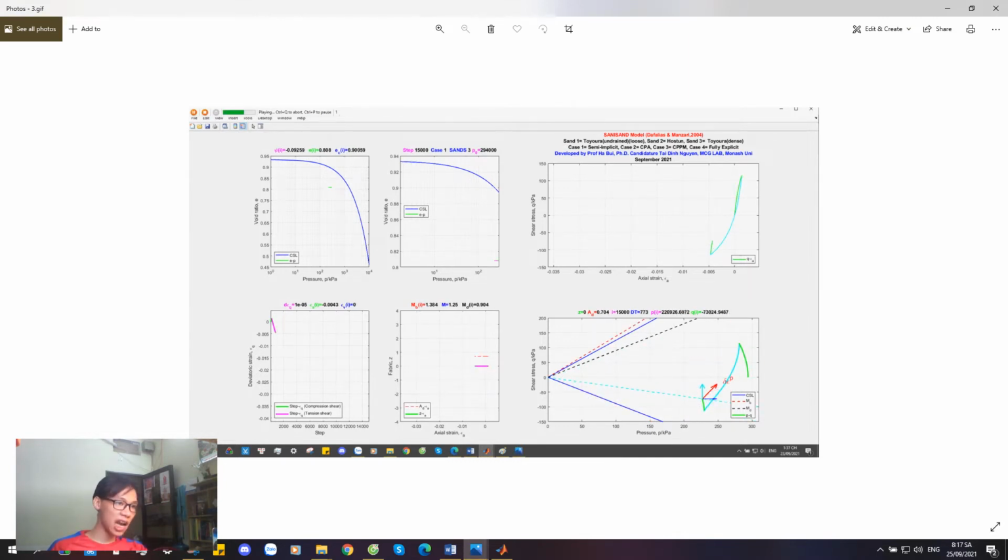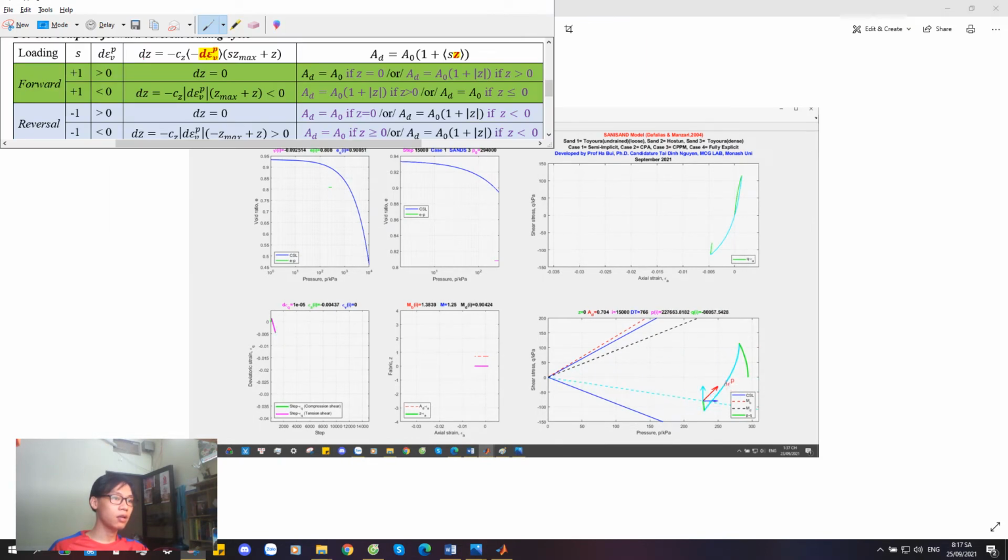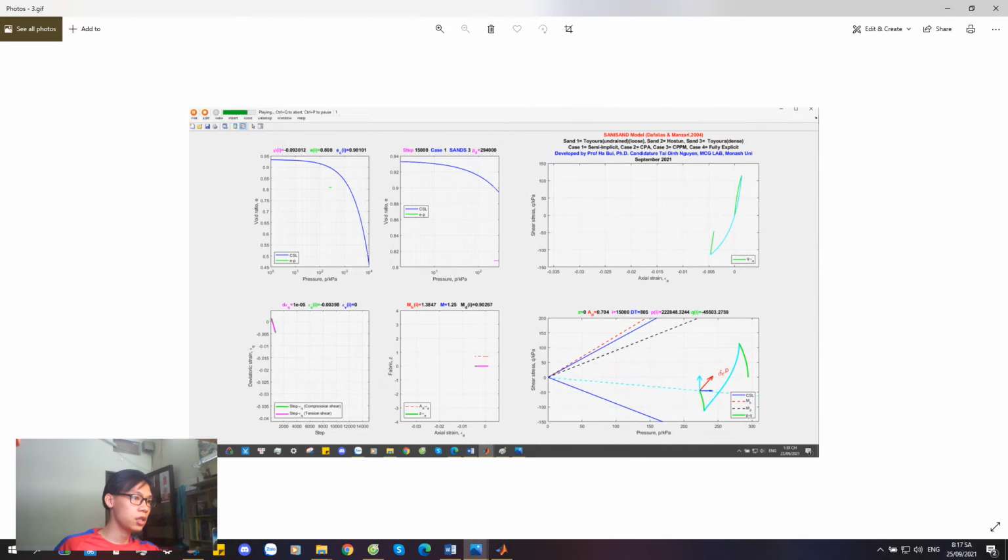Next, for the third stage, we have the loading forward like that, and it still did not meet the dilatancy line. So it's the same as the first stage. This is the third line, okay? With dz equals 0, z is equal 0, and AD is equal A0 again. So we can see z and AD did not change from the beginning. So the fourth time, everything changes now.